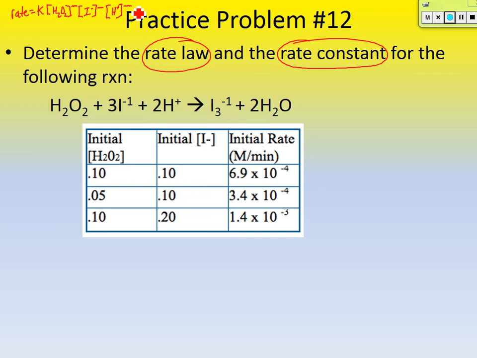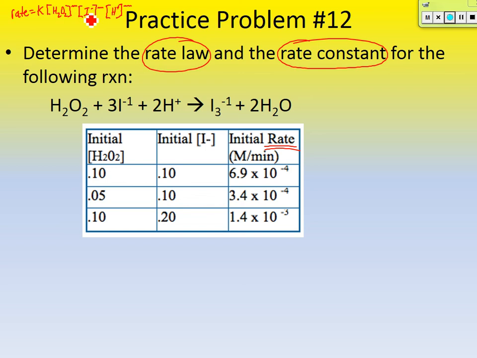It's not finished yet. I need to figure out the order with respect to each of these reactants. And that's where we're going to use table logic. So let's look at the table. It looks like they ran the reaction 3 different times. I've got my concentration of H2O2, of I minus, and then I've got the rate on the very far right. So now let's look at determining the order of this reaction with respect to hydrogen peroxide, H2O2. Remember, I want to look at the table and find a spot where H2O2 is changing, but the other 2 are constant.